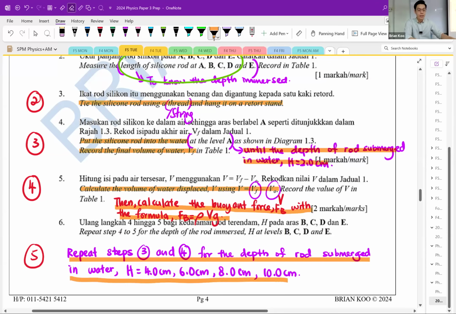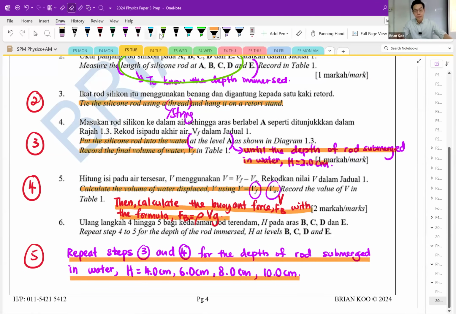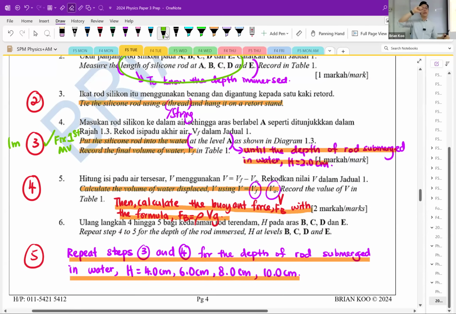Okay, it is a little bit long, but I'll tell you where the important steps to get marks are. You will get a mark in step number 3, 1 mark, because that's when you fix the first manipulated variable. You say, I want to submerge until H equals 2. You will get another mark here, because that's how you get your RV, the responding variable. You get another mark here, because that's where you repeat your experiment for 4 other values.